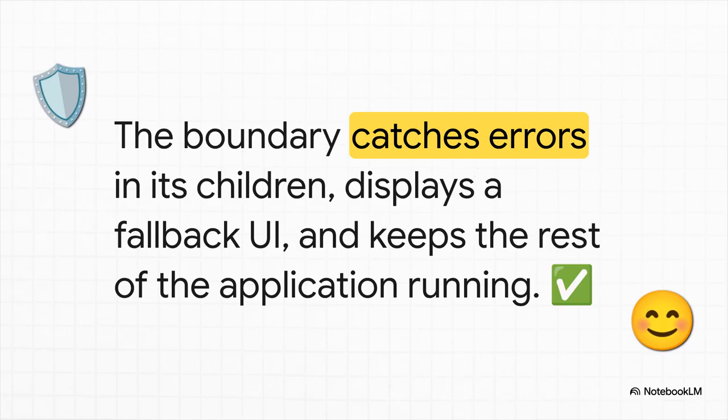Error boundaries are your app's secret weapon. You just wrap a component in an error boundary, and if that component crashes, the boundary catches the error, displays a nice fallback UI, and keeps the rest of your app running like nothing even happened.